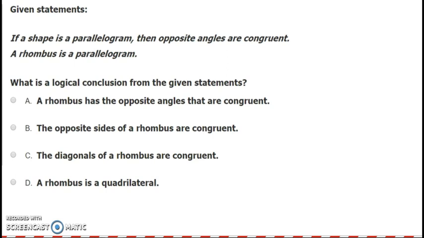What is the logical conclusion from the statement? Letter A, a rhombus has opposite angles that are congruent. Well, here, a rhombus is a parallelogram, and in a parallelogram, opposite angles are congruent. I'm pretty sure that's my answer. B: opposite sides of a rhombus are congruent. Well, in this case, we don't see anything about sides, so we know it's not B. I don't see anything about diagonals either, so it's not going to be letter C.